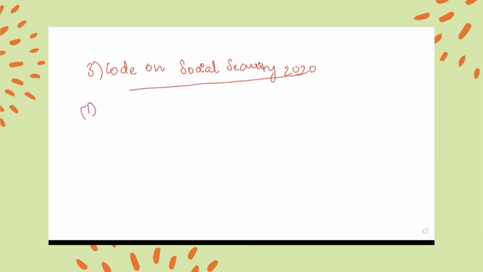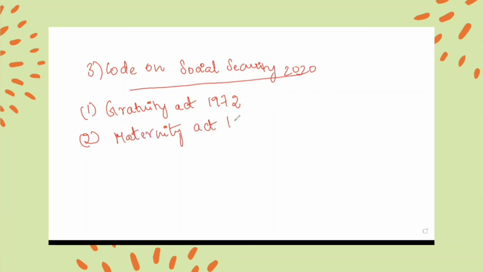The next one is the Code on Social Security 2020. What is the first thing that comes to your mind when you talk about Social Security? You can list down all those at first. That is the Gratuity Act of 1972, which gives you the retirement benefits, the Maternity Benefit Act 1961, and the next one would be the Employee PF Act 1952.